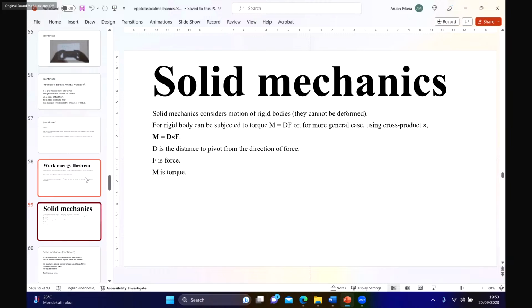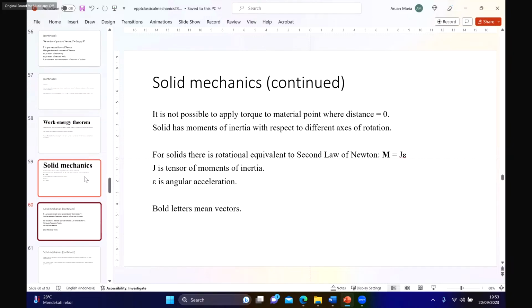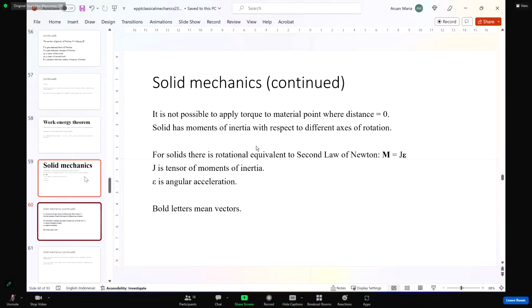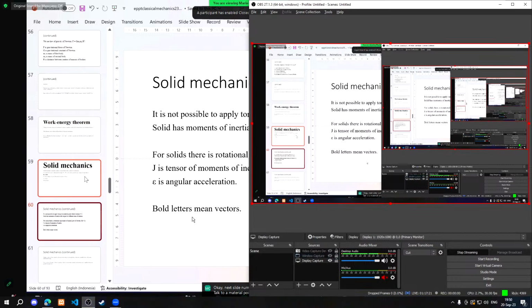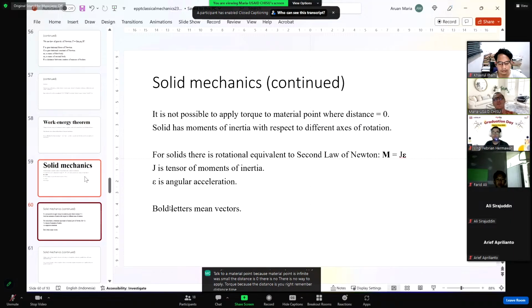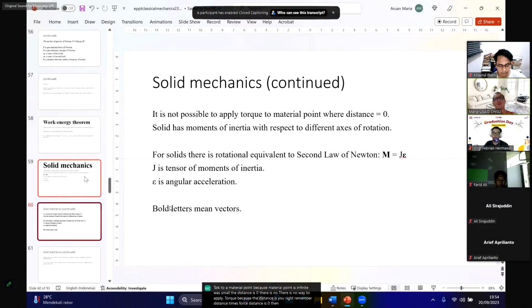Okay. Next slide, number 60. It's not possible to apply torque to a material point because a material point is infinitely small. The distance is 0. There is no way to apply torque because the distance is 0, right? Remember, distance times force, distance is 0, therefore torque is 0, or moment of force is 0.